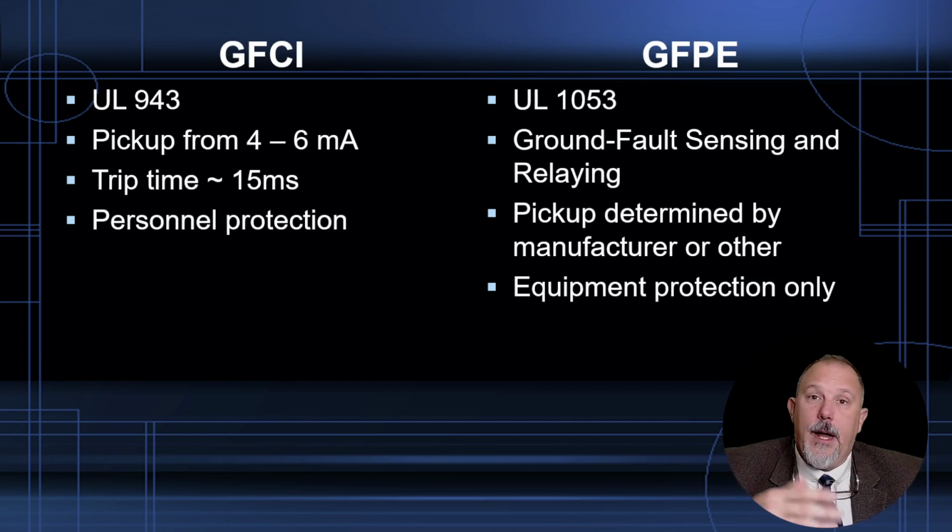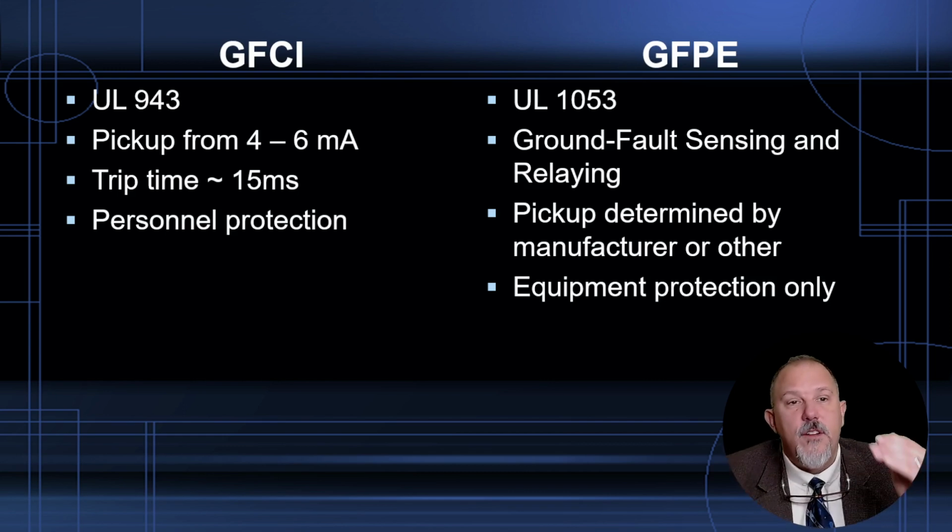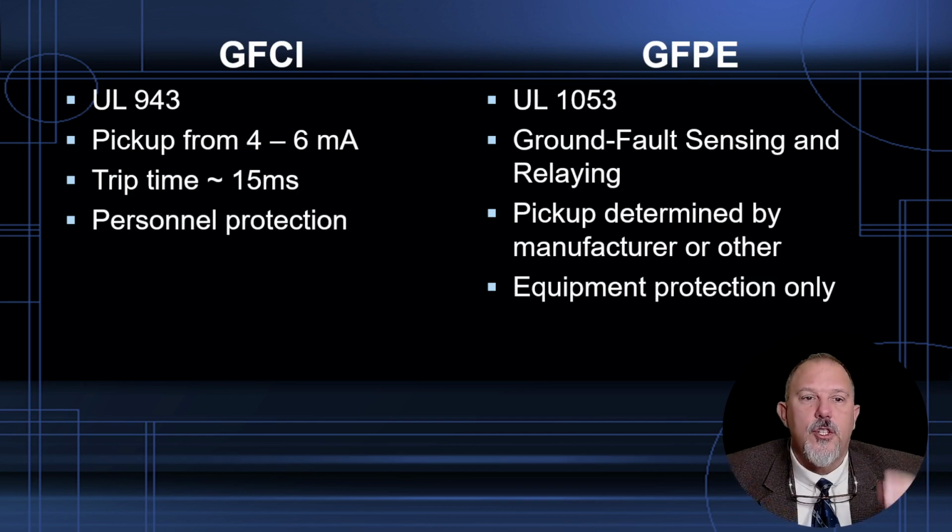Think of it this way. GFCI is set to open at 4 to 6 milliamps. So GFCI is a milliamp, 4 to 6 milliamp type of trigger point. Ground fault protection of equipment can trigger in amps.